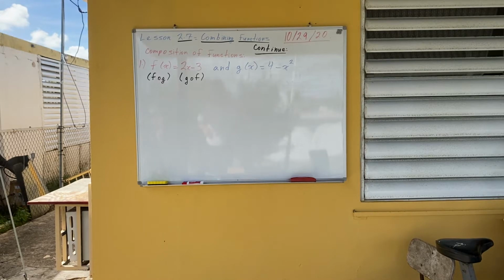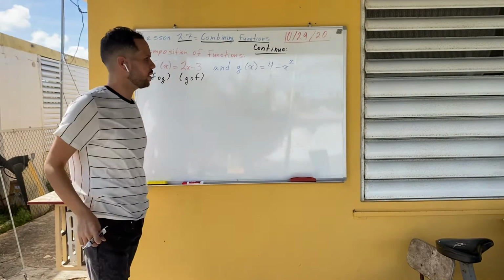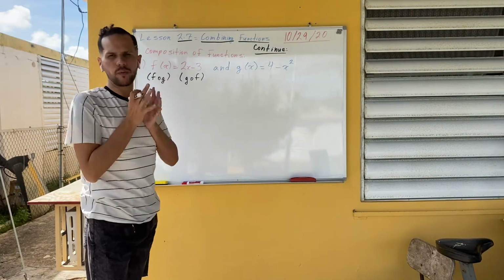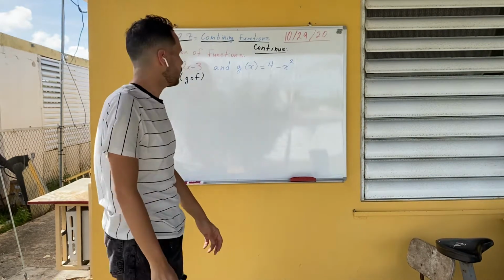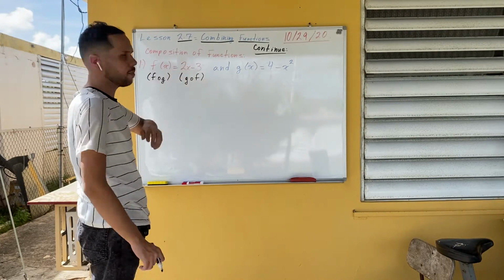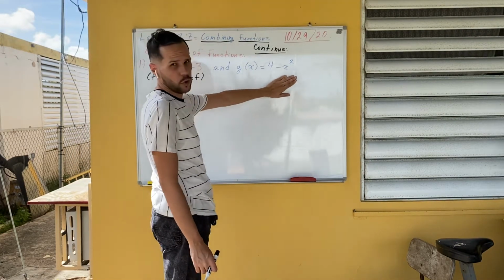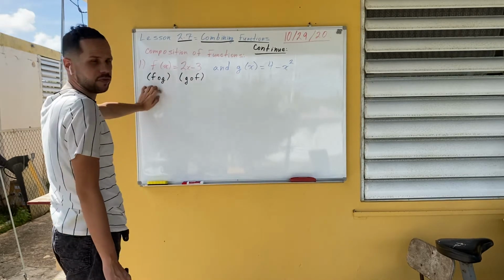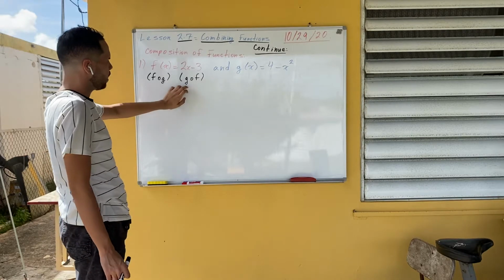Okay, so this is the second part of the class. Now we're working again with what we call composition of functions. We talked about this on Tuesday, but I'm gonna do another example so we can be more clear. So I got two functions. I got f of x equals 2x minus 3, and I got also g of x equals 4 minus x squared. So I'm asked to find the composition of f composite with g and g composite with f.